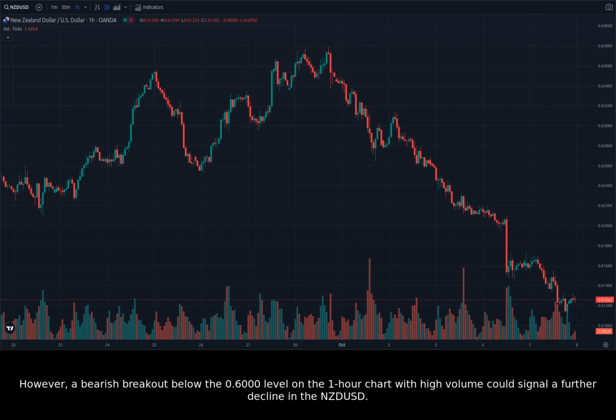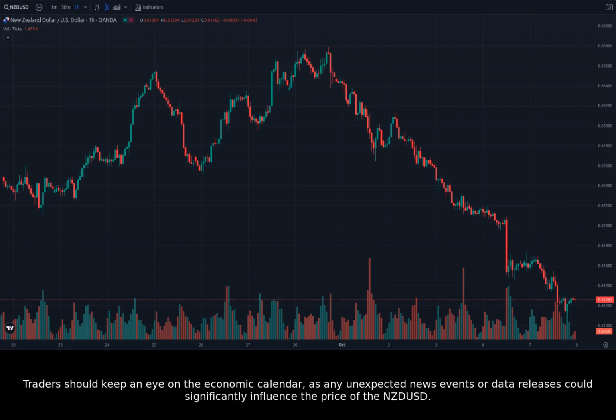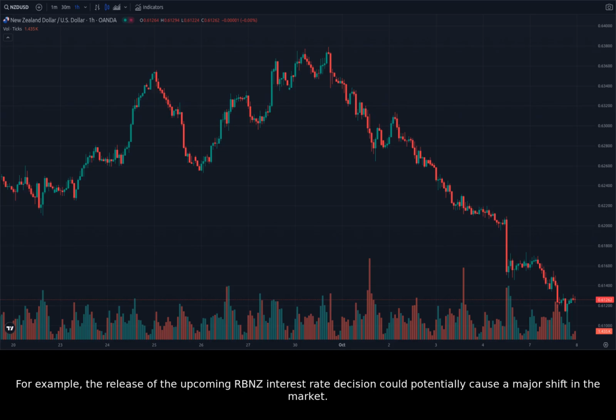Traders should keep an eye on the economic calendar, as any unexpected news events or data releases could significantly influence the price of NZDUSD. For example, the release of the upcoming RBNZ interest rate decision could potentially cause a major shift in the market.